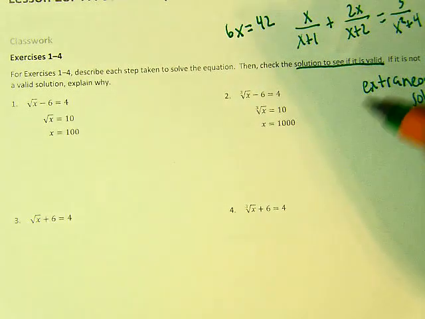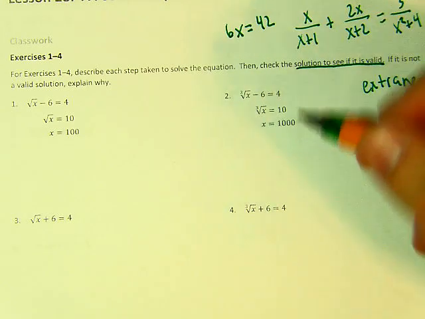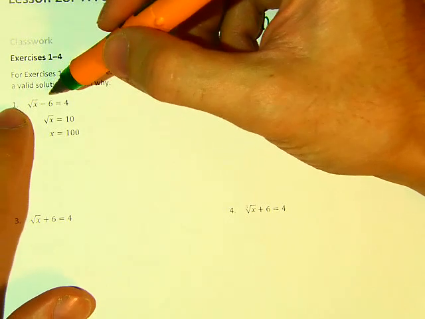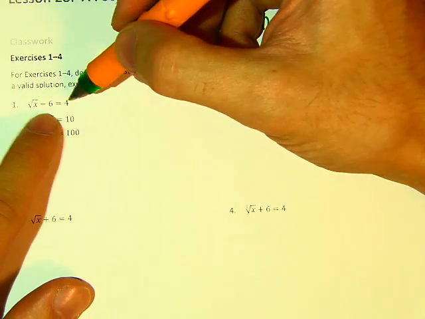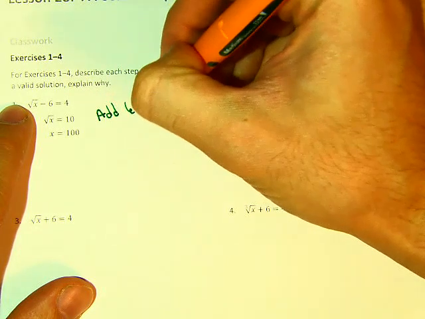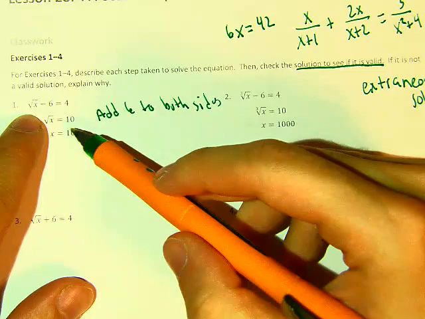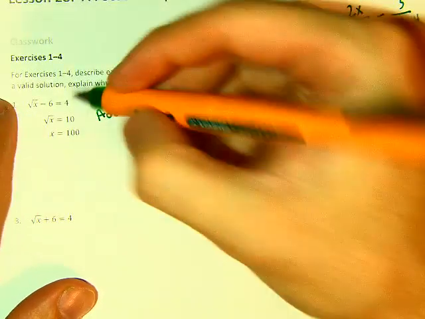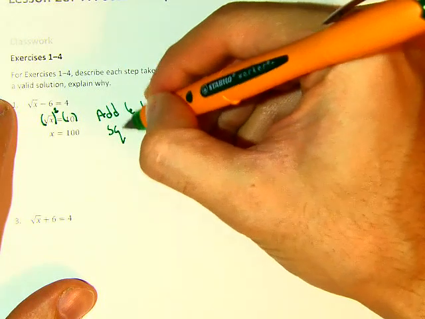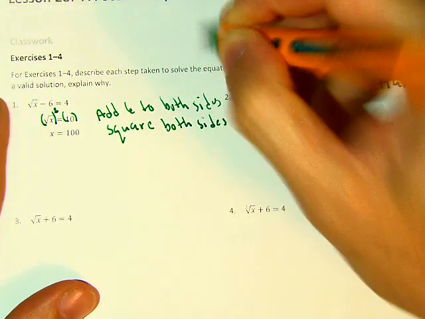Okay, so pause the video, try and do the questions by yourself. Let's say you're back and you want to see what happened. For the first thing, let's look at number 1. What did they do first? You had the square root of x minus 6 equals 4. What did they do? They add 6 to both sides. And then how do you go from this move to this move? Basically, you can square both sides.